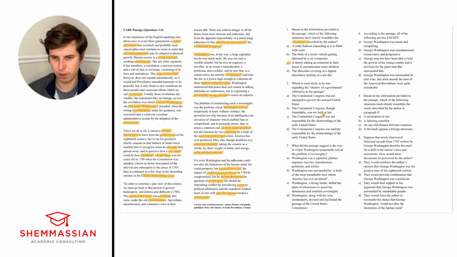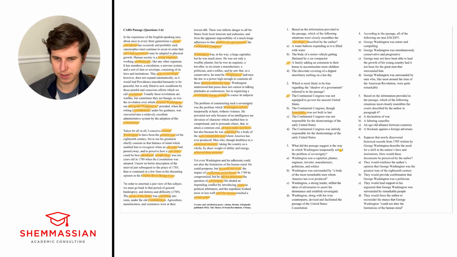Continental Congress, though formidable, was not built to last. Right, now that's stupid. It was not formidable, not the correct answer. Continental Congress was not responsible for the shortcomings of the early United States. It's not solely responsible, but it seems like it is partially responsible. So that's not a good answer either. And then the Continental Congress was entirely responsible for the shortcomings. Again, that's also not true. It's not entirely responsible. So I'd probably say A is our best answer there, right? It's not equipped, but not entirely responsible or not responsible, right? So C and D are kind of along the same lines, but A is a better answer.